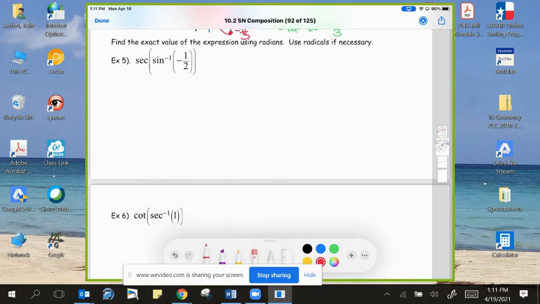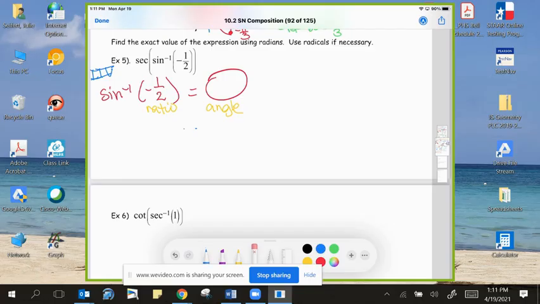All right, guys, let's look at 5 and 6. On 5, we'll start with the inside, as always, sine inverse of negative 1/2. Because that's an inverse, that negative 1/2 is the ratio, and the answer for that part will be an angle. Sine inverse can be in quadrants 1 or 4. It's a negative ratio, so that is going to fall in quadrant 4.